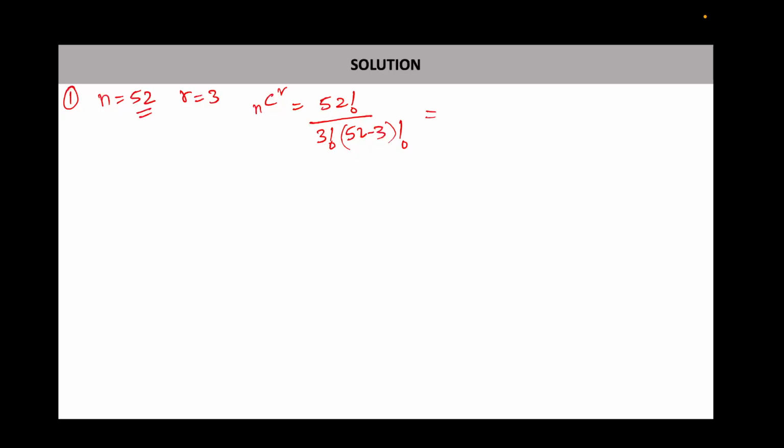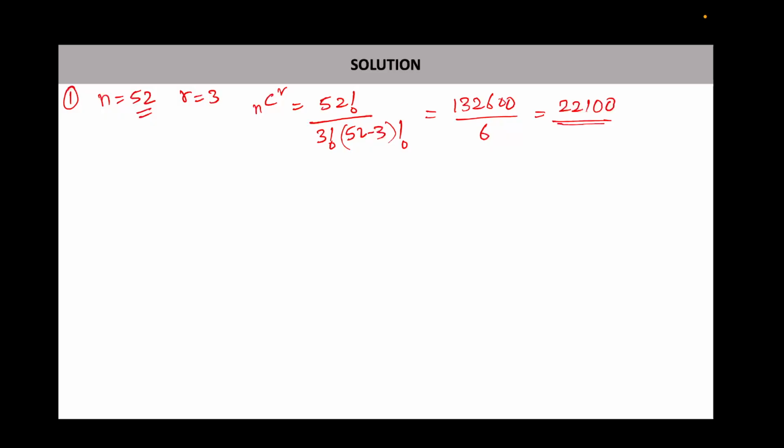Okay, so if you solve this, your answer will be 132600 divided by 6, which is 22100. So this combination explains what are the combinations that can happen when you pick three random cards from a deck of 52 cards.